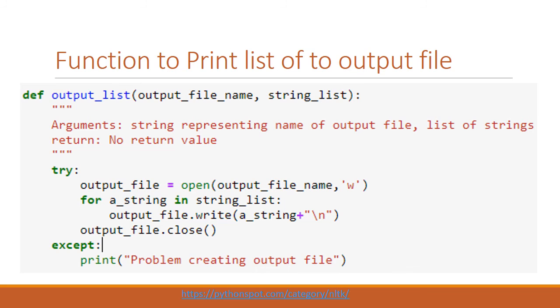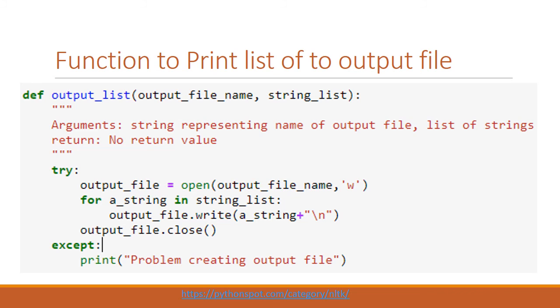Here's an example of a Python function that'll create our output file. So the name of our function is output list. The arguments are a string representing the name of our output file and a list of strings. Notice that this function does not have a return value. Nothing is returned to the calling program.